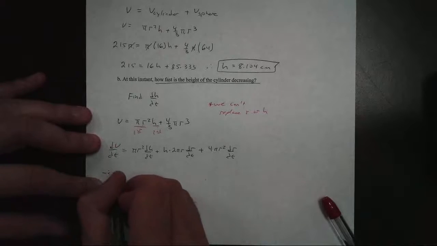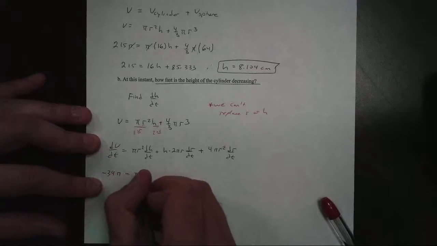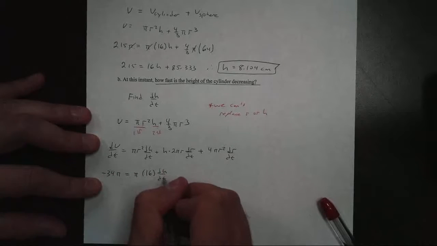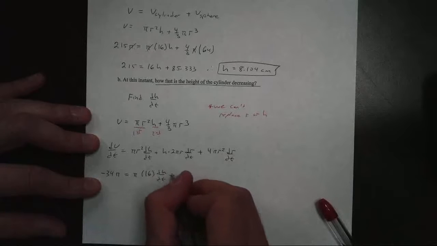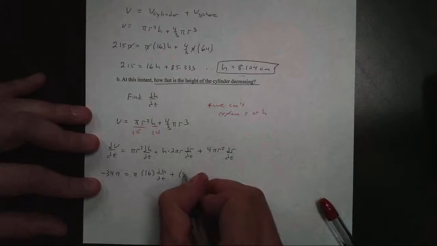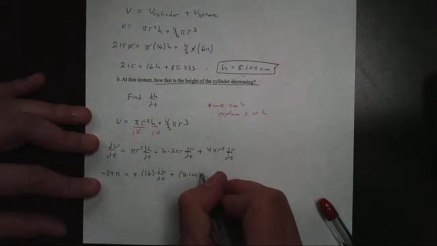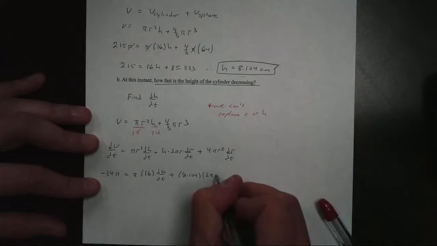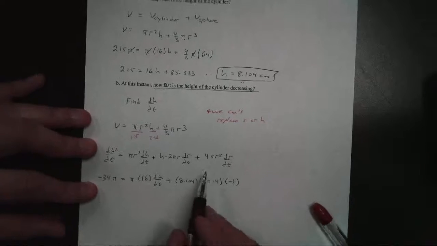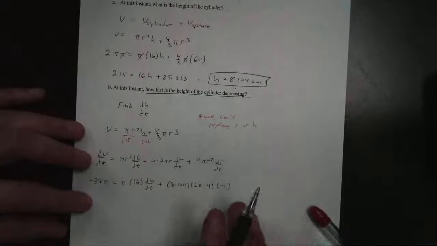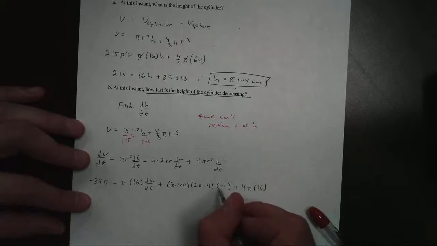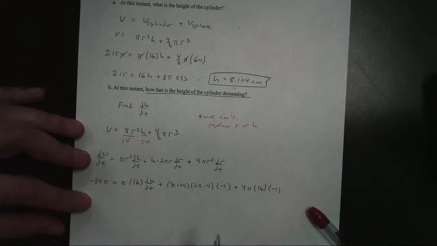dV/dt, we were told that. That's negative 34 pi equals pi. We know the radius is 4, so that's 16 dh/dt. H, we just found h in part A. That was 8.104. 2 pi, we know the radius is 4. And dr/dt we're told is -1, way up here. Plus 4 pi, again, 16. And again, dr/dt, -1.